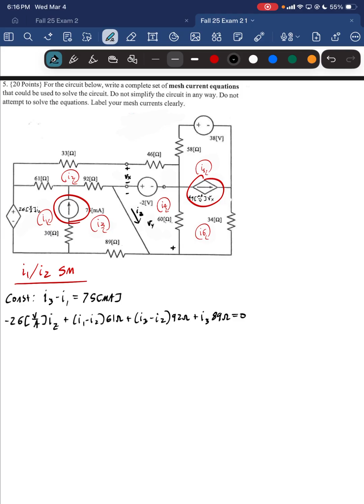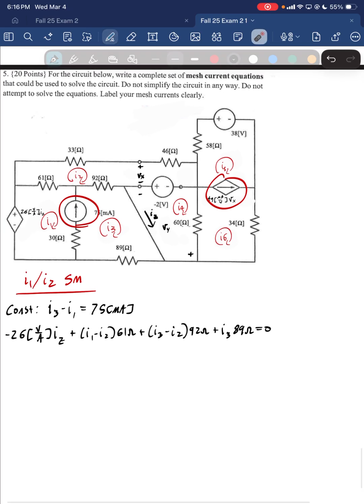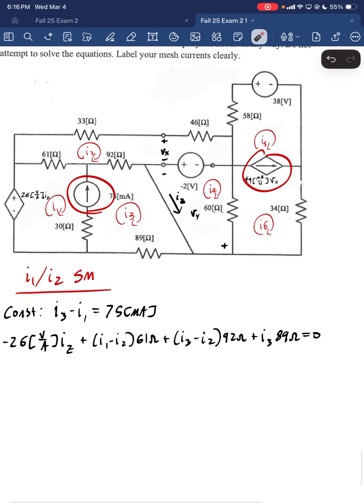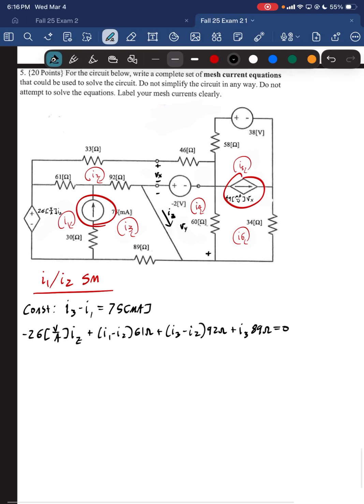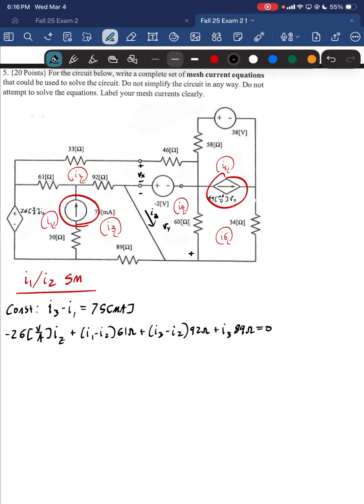Does that make sense? Do we know how to do KVLs given mesh currents? A good rule of thumb is as long as you're establishing all your mesh currents to be going the same direction, whatever mesh you are in is the positive term for the current, and whatever mesh is adjacent to it is going to be the negative term. So just general rule of thumb. So yeah, okay, those are the two equations that we need for our first super mesh.